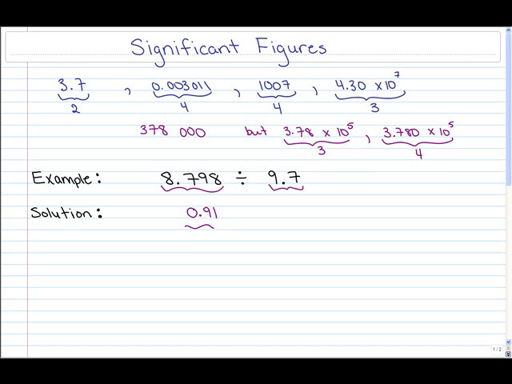Now this answer, 0.91, was actually rounded up because the actual answer was 0.907. Now we have to round this number up because this has 3 significant figures and our final answer has to have 2 significant figures. And keeping in mind that the number to the right of the last significant figure is 7, which is greater than 5, which is why we round up to 0.91.